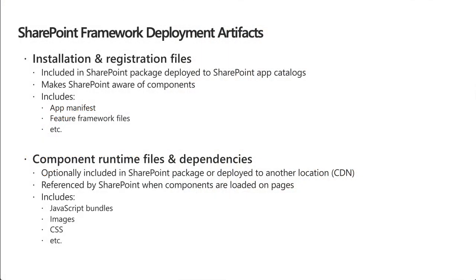Let's first look at the SharePoint Framework deployment artifacts and understand what things are involved. There's two different kinds of files. There's the installation and registration files, as well as the component runtime files and dependencies. The installation files are included in SharePoint packages that are deployed to the SharePoint app catalogs. These also make SharePoint aware of the new components that are included inside of these packages. They include things like an application manifest or app manifest file, feature framework files, and other things that SharePoint needs to know about.